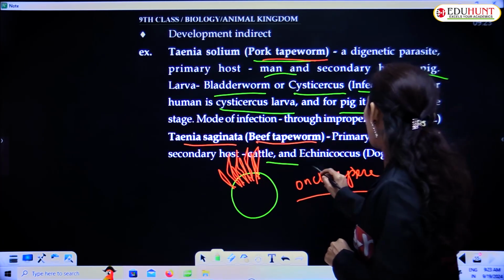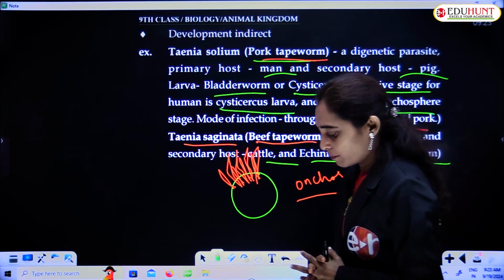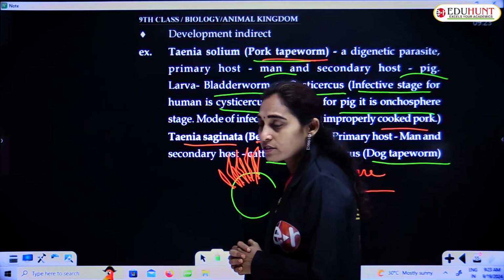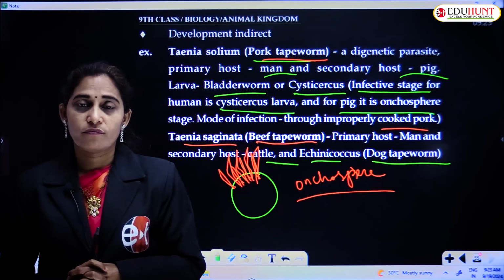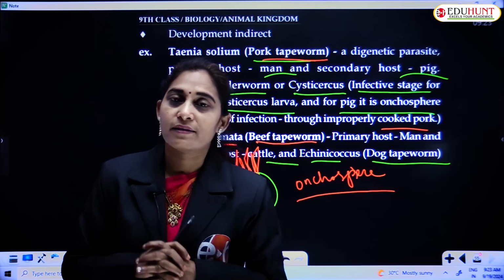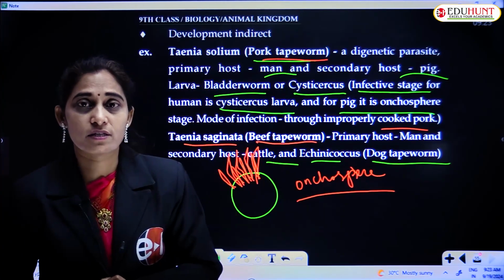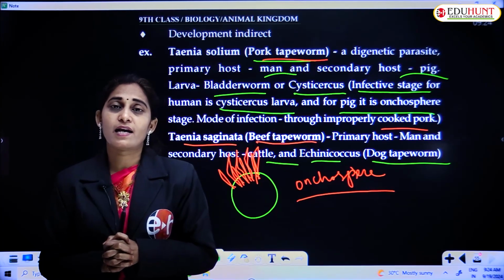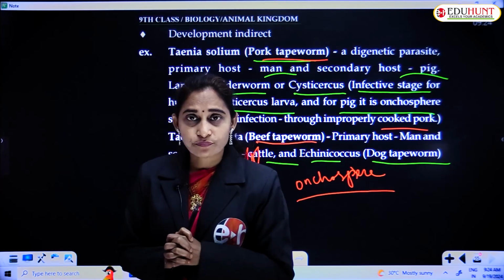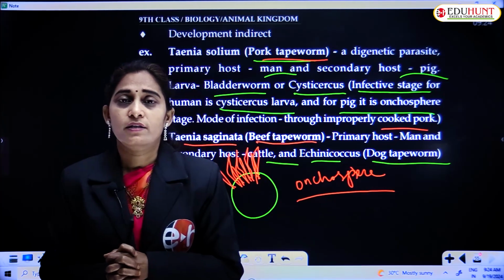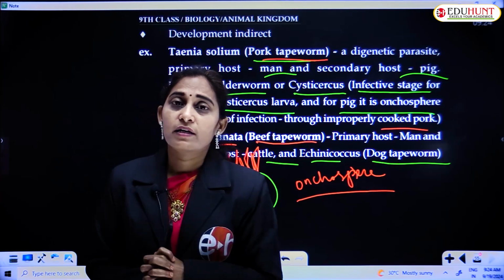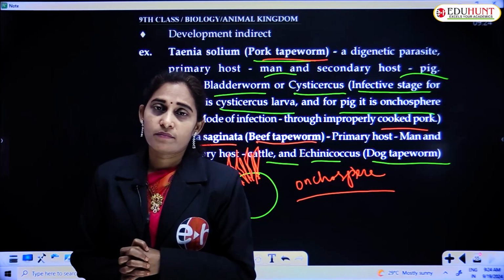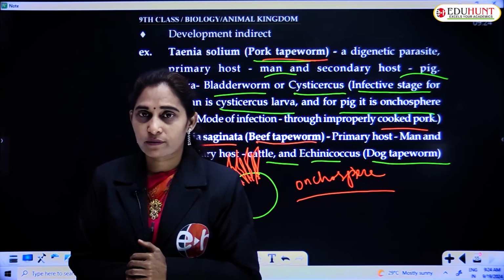And Echinococcus is called dog tapeworm. Echinococcus is another example called dog tapeworm. With this we have finished all the classes of the phylum Platyhelminthes. We have seen the general features of the phylum Platyhelminthes and the 3 different classes of the phylum: Turbellaria, Trematoda and Cestoda, and different features of each class we have discussed. In the next session we'll do some questions based on the chapter. Goodbye.